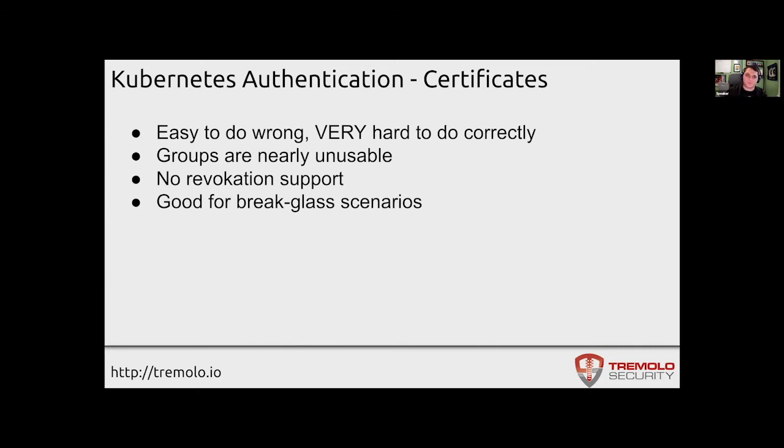So that's the first number one issue with certificates and why it's an anti-pattern for users. Groups are almost unusable. You can embed groups into a certificate. However, you have to do it in the subject of your distinguished name on the certificate. It's like CN equals Marc, comma, OU equals group 1, comma, OU equals group 2, right?